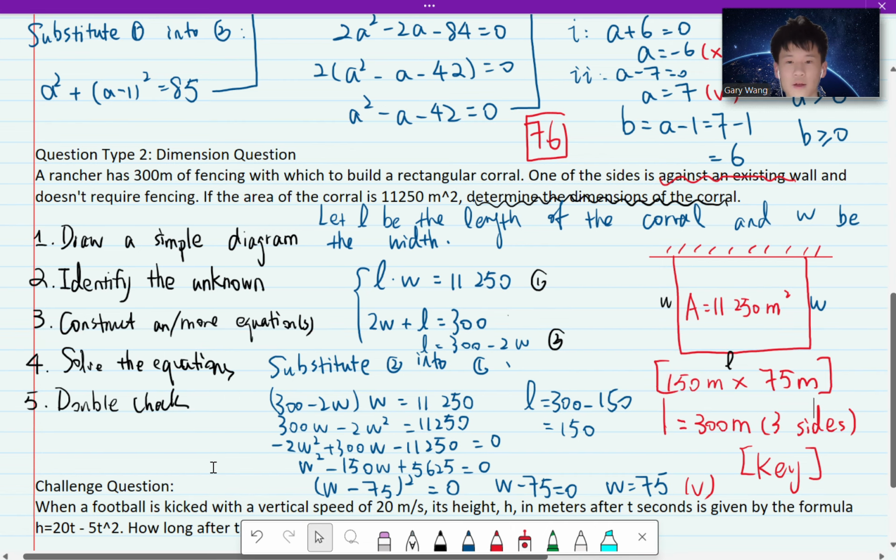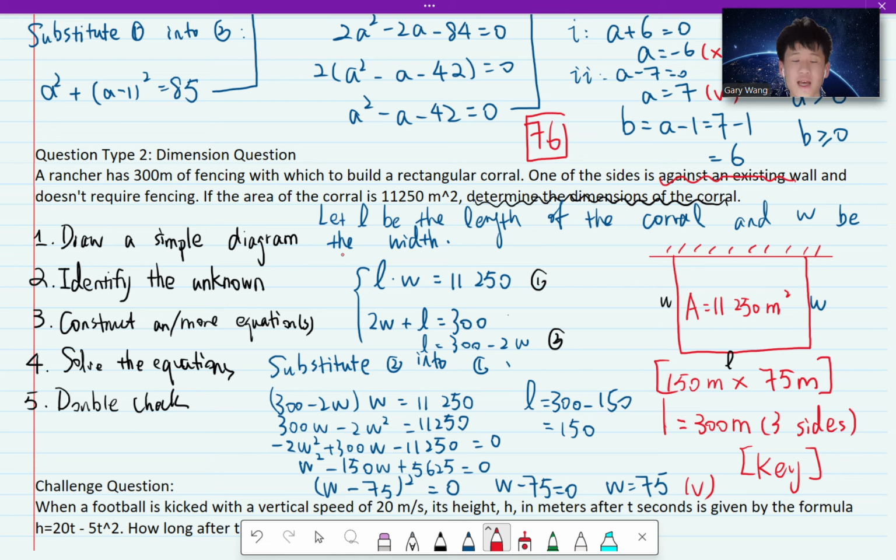So the only difference between question type 2, dimension question, and question type number 1, algebra question, is that for algebra question, the equality is usually stated in the question by an "is" statement. But for dimension question, we often need to draw a diagram to facilitate us to find the equality.